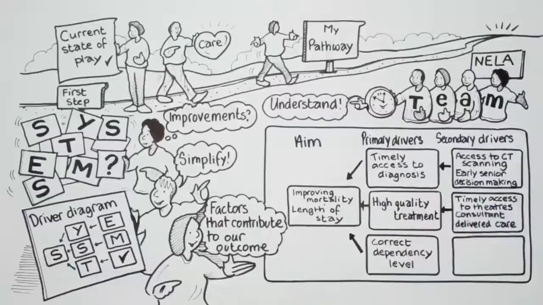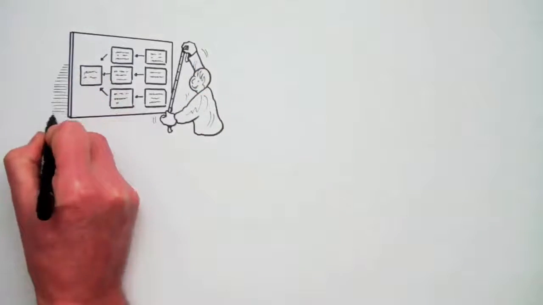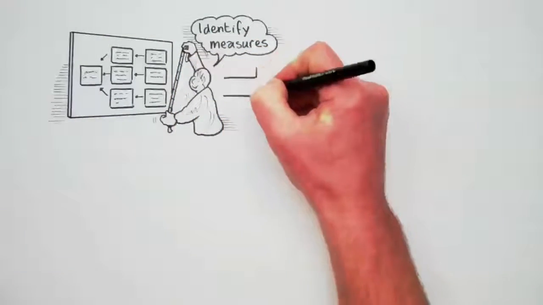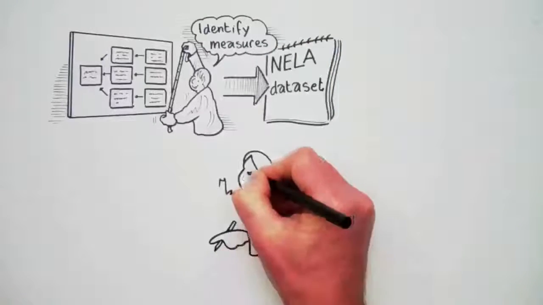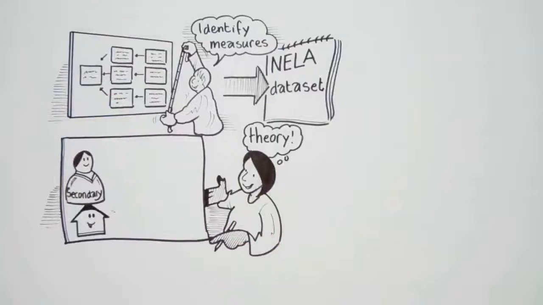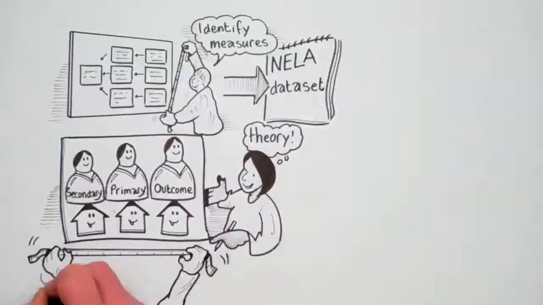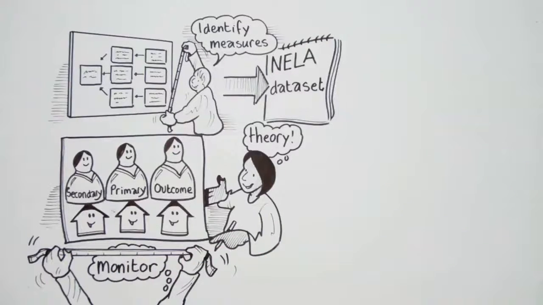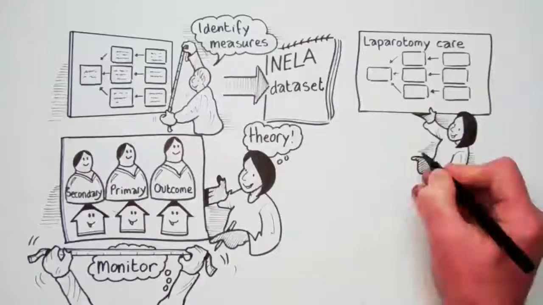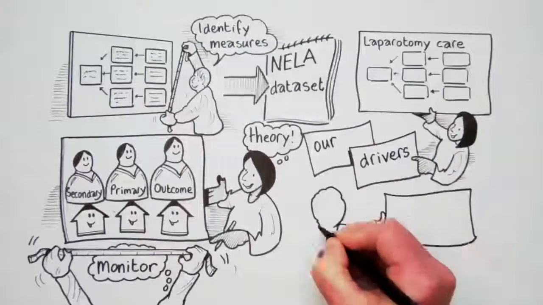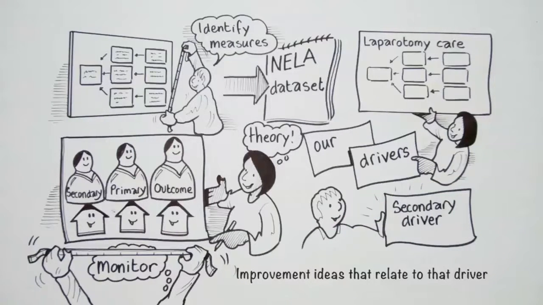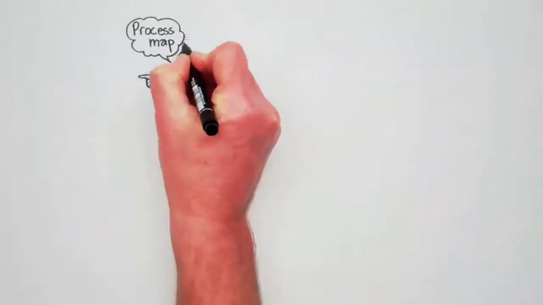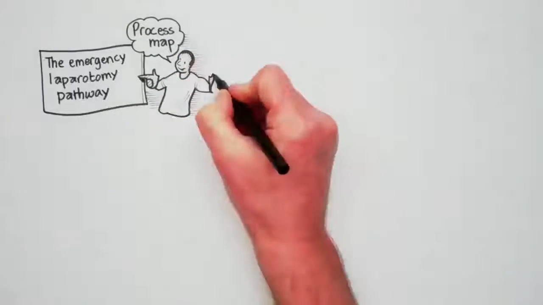One of the things that the driver diagram allows you to do is identify measures that relate to each of these drivers. You'll notice the drivers I've mentioned are all part of the NELA dataset. So, we have an illustrated theory here that improving any of our secondary drivers will improve our primary drivers, and ultimately improve our outcome. And we have measures in place to monitor that. You can make your own driver diagram for laparotomy care in your trust, as your drivers may be different from mine. With each secondary driver that you define, you should be able to think of some improvement ideas that relate to that driver.